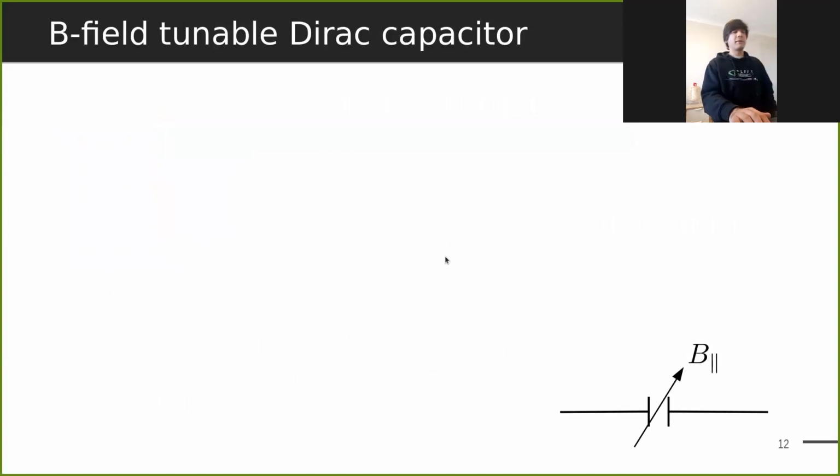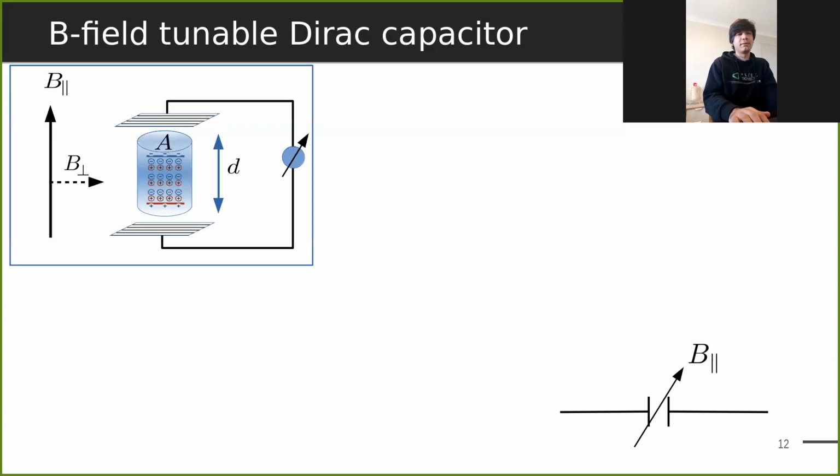So what if you replace the normal insulator in this capacitor with a Dirac insulator? Well, let's do that. So these are our two plates, and this is our Dirac insulator. And then we find that if you apply magnetic fields to the system, then you end up having a capacitance that's sensitive to the applied magnetic field.